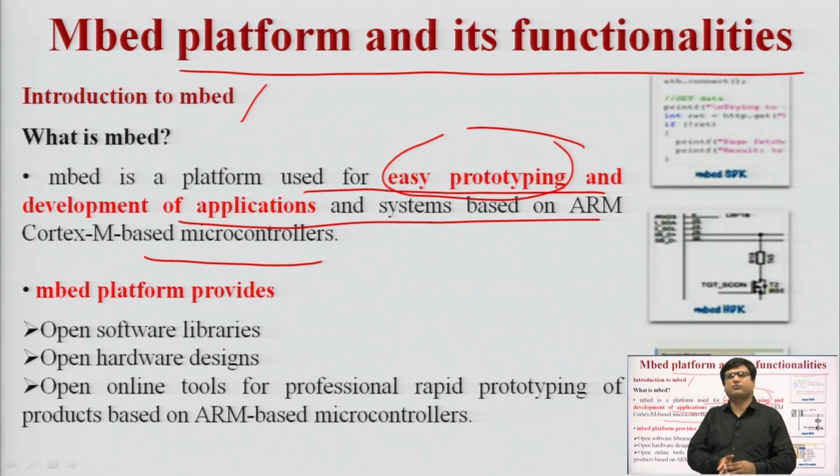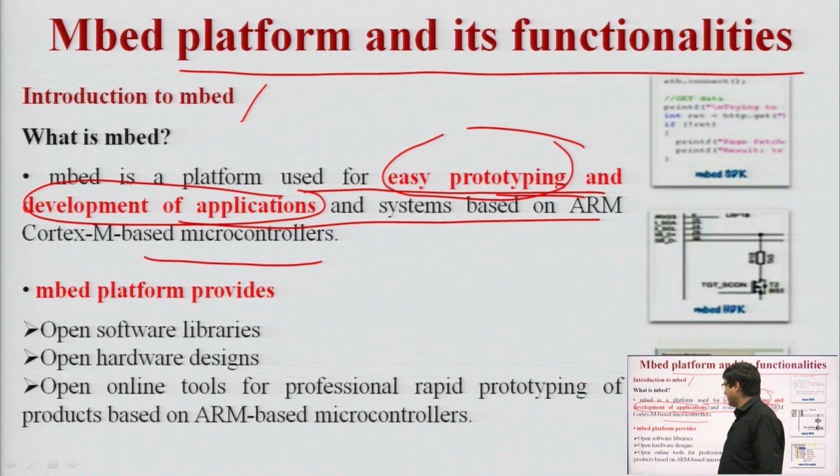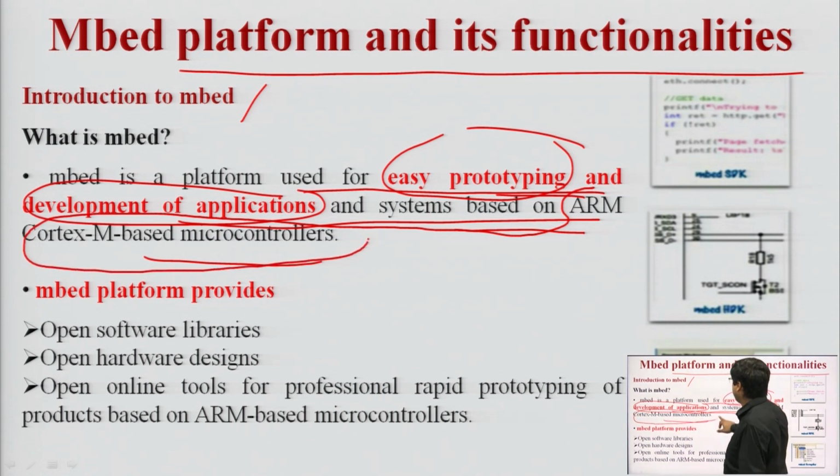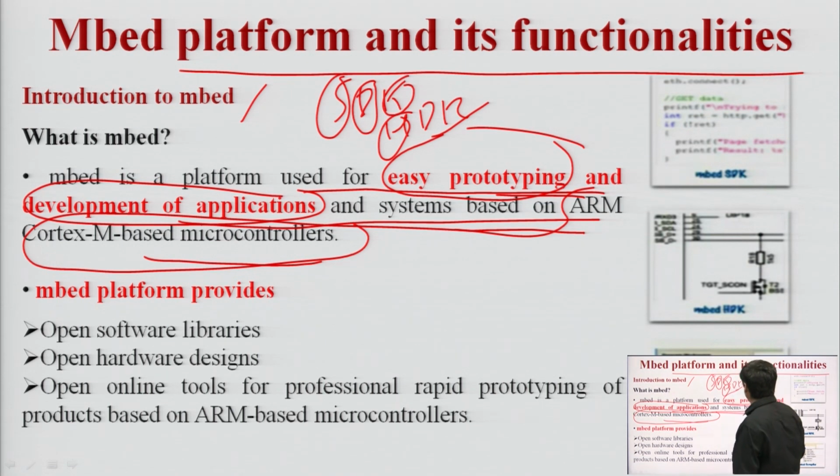The Mbed platform provides a visualization of our network. It is used for easy prototyping and development of applications; any IoT application can be developed on the Mbed platform. It utilizes ARM Cortex-M based microcontrollers. It has an SDK and an HDK, which we will discuss in further slides. SDK means software development kit and HDK means hardware development kit, which utilizes ARM Cortex-M based microcontrollers.